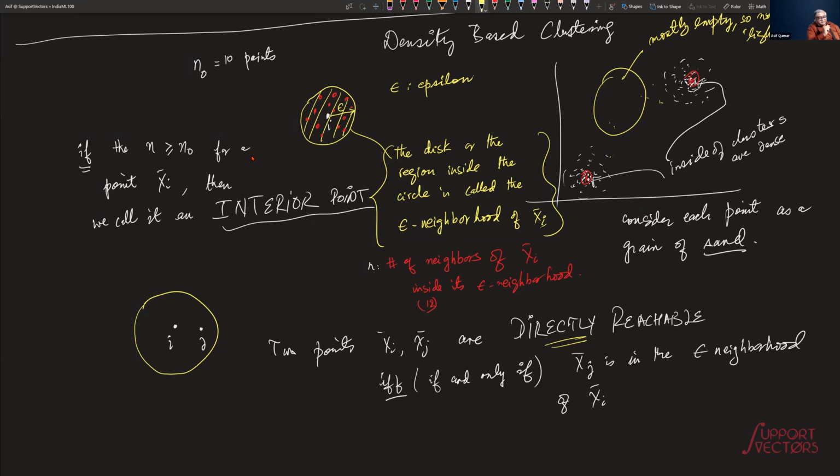So we are almost there. We're building up the construct. So what have we built up so far? The concept of epsilon neighborhood, the concept of an interior point. An interior point is a point that has sufficiently many neighbors within its neighborhood.